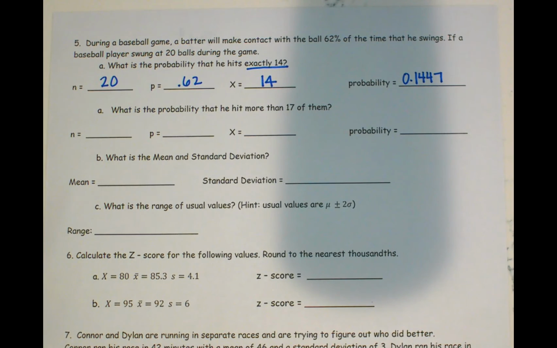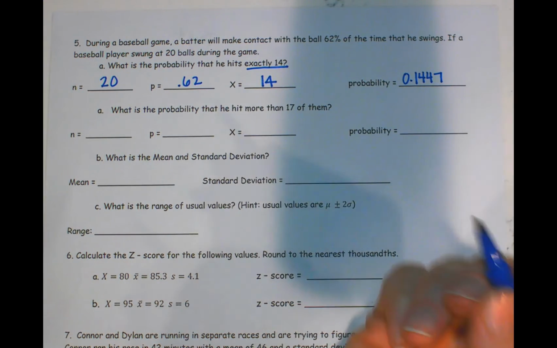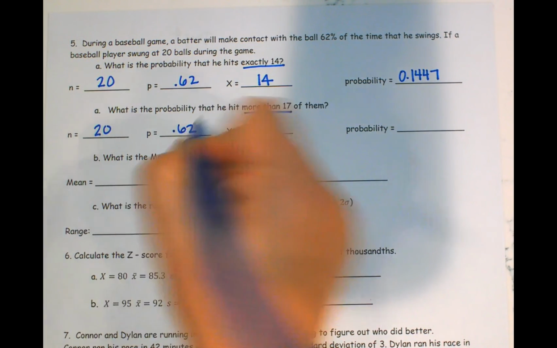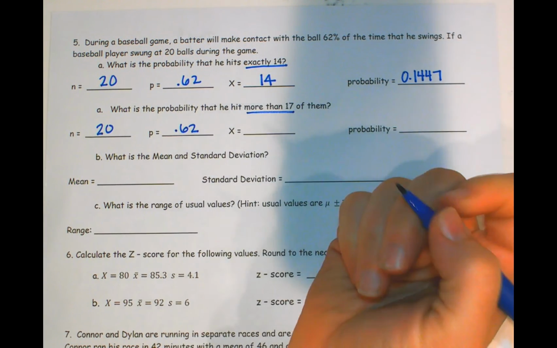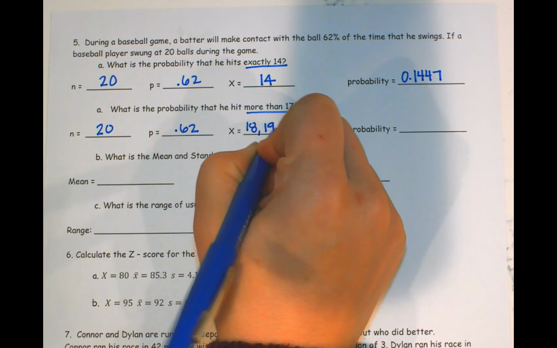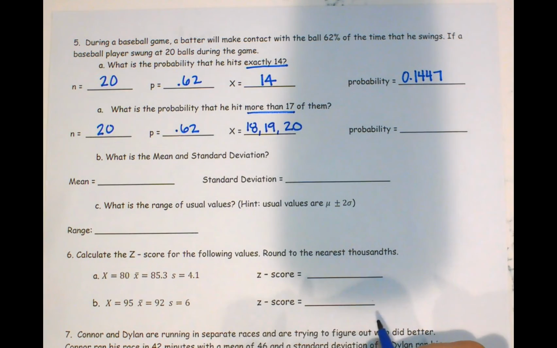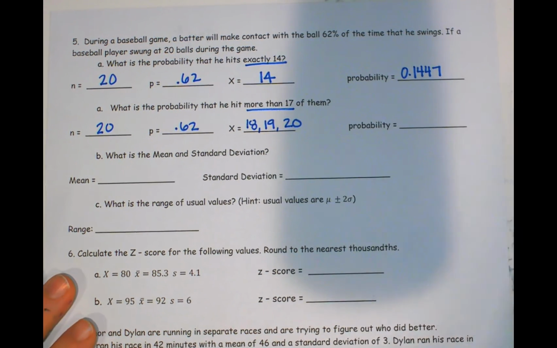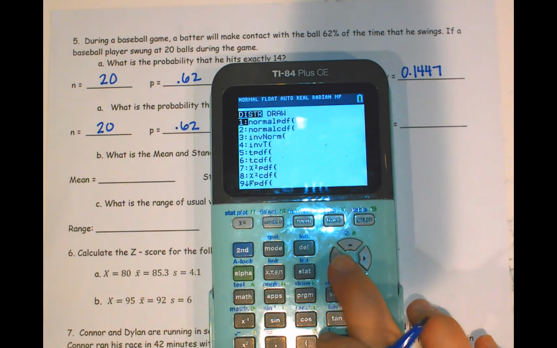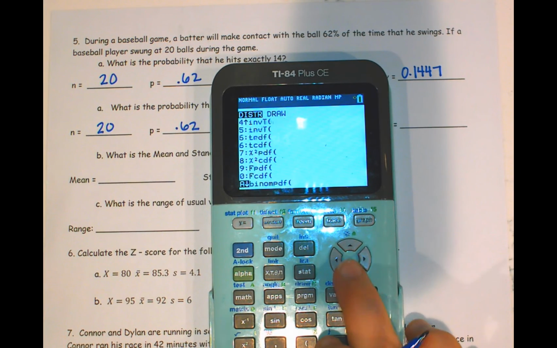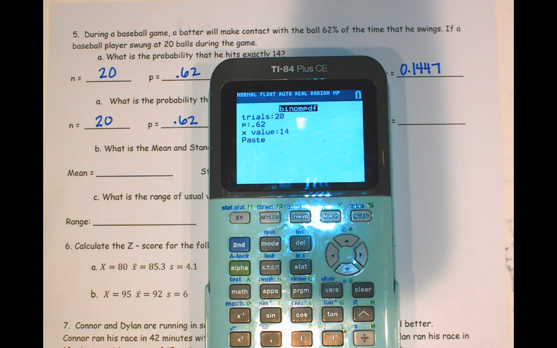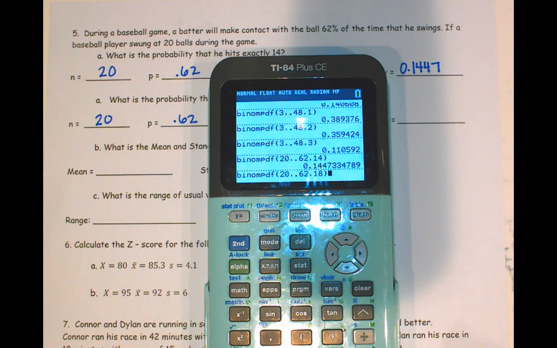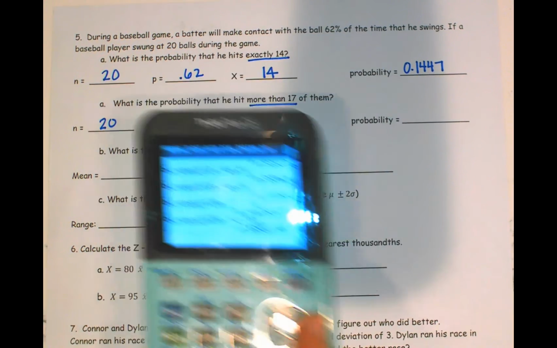All right, so the next one, what is the probability he hits more than 17 of them? So this is going to stay the same. More than 17 would mean higher than 17, so 18, 19, and 20. And I'm going to have to find each of those 3 probabilities and add them together. So, again, if I go to my binom PDF, and then I want 20, and then I'll start with 18. And then I want 19 and 20.